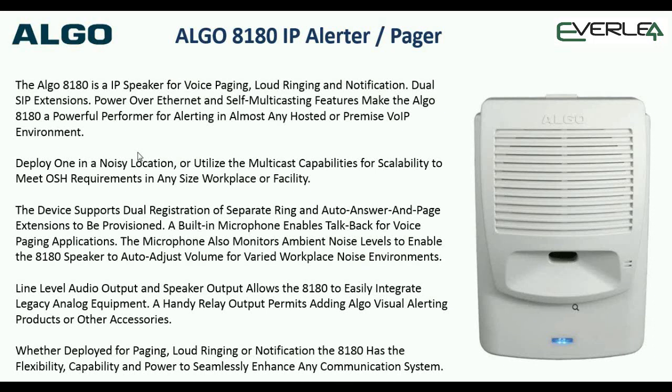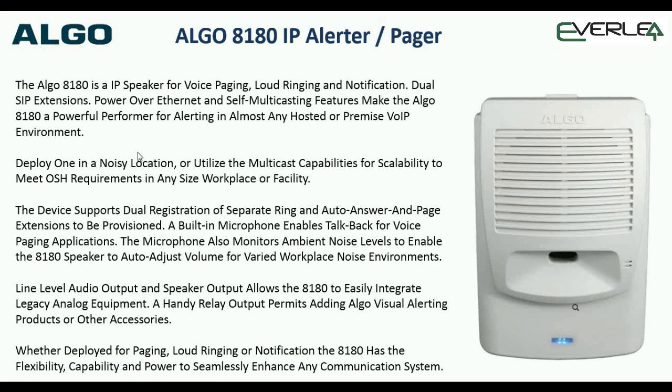On the other side of the coin, we can also use it as a pager. So it's got a second SIP registration we can set up for a paging unit. So when we dial another SIP extension, e.g. 201, the 8180 will chime, as in for the paging coming through, and then you are speaking through and can do paging. Okay?